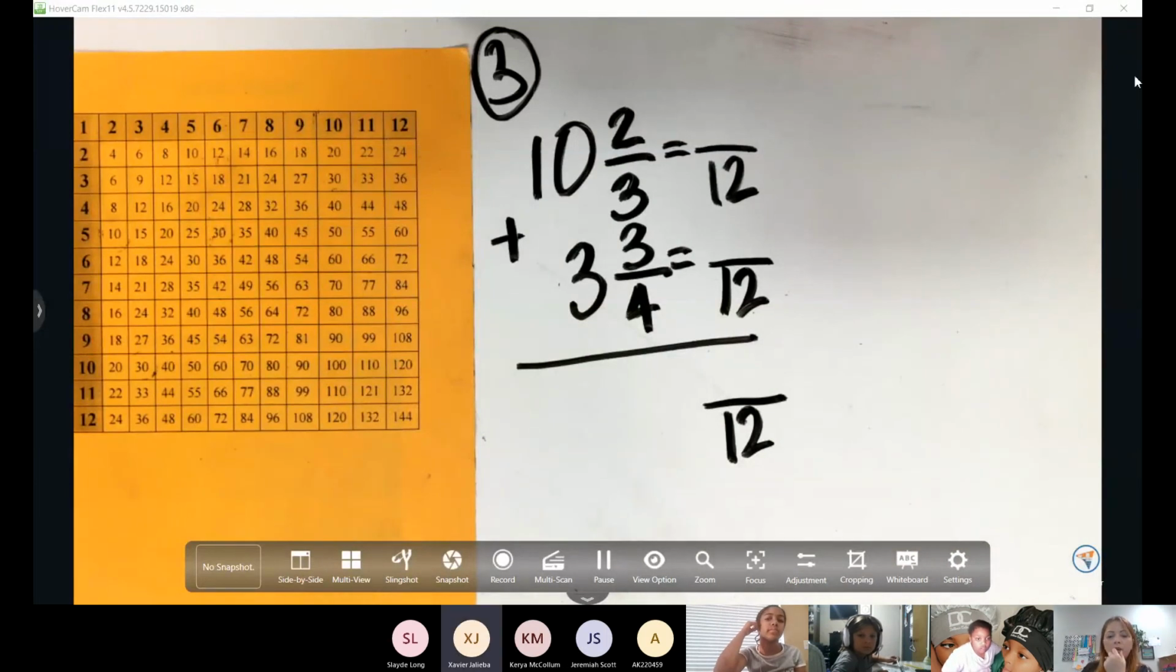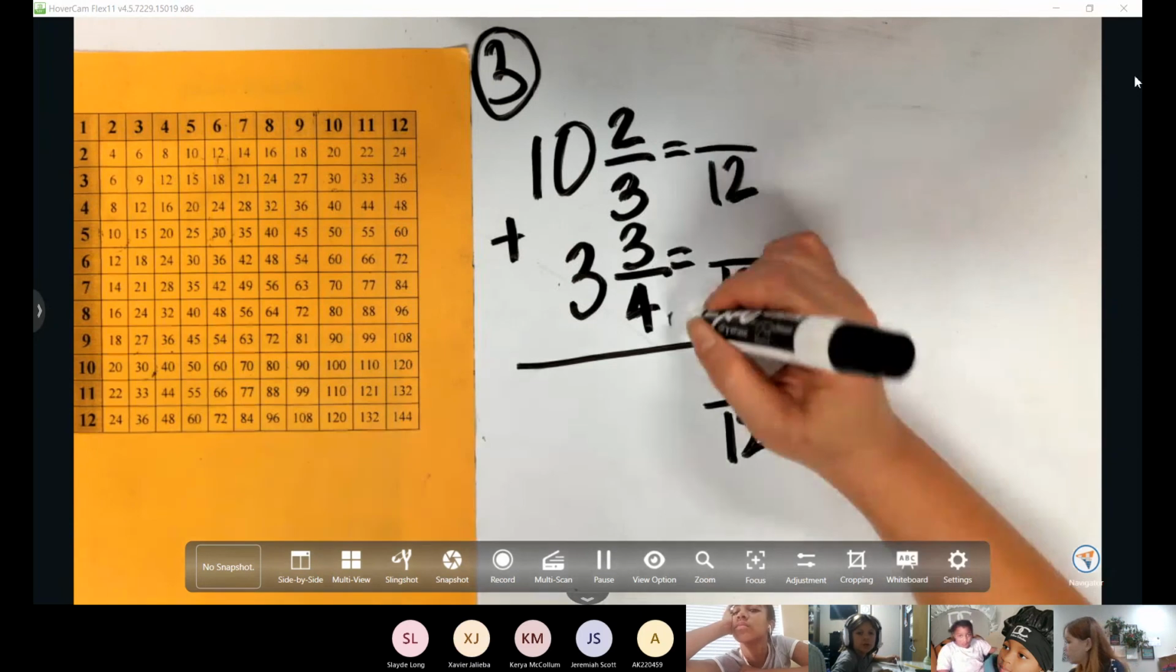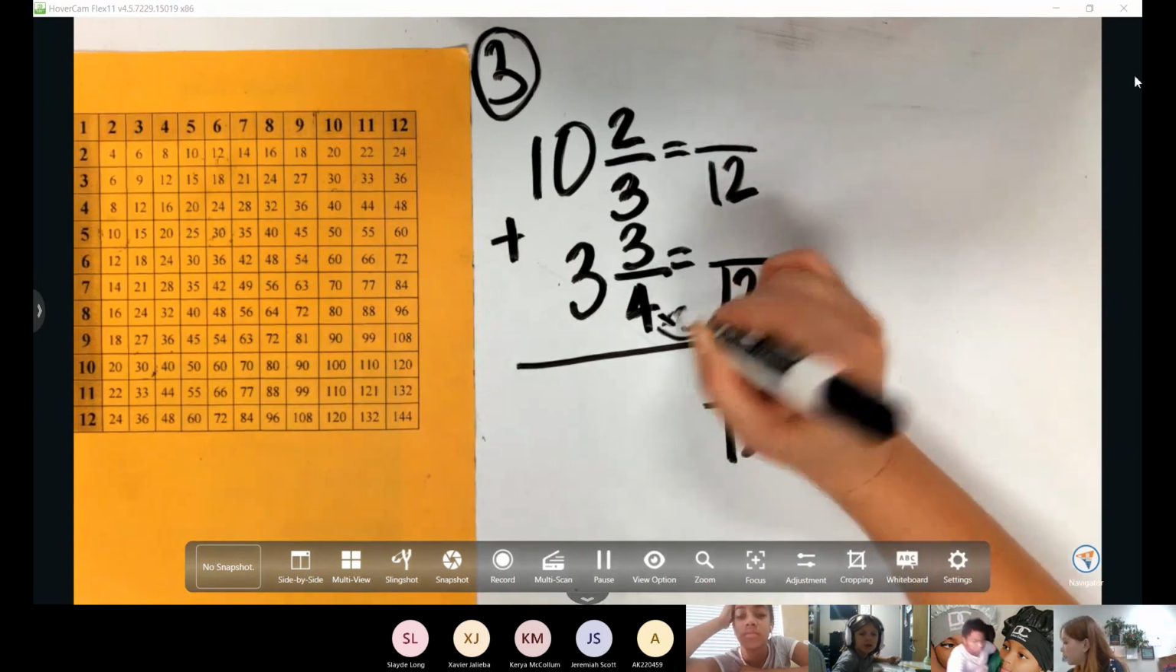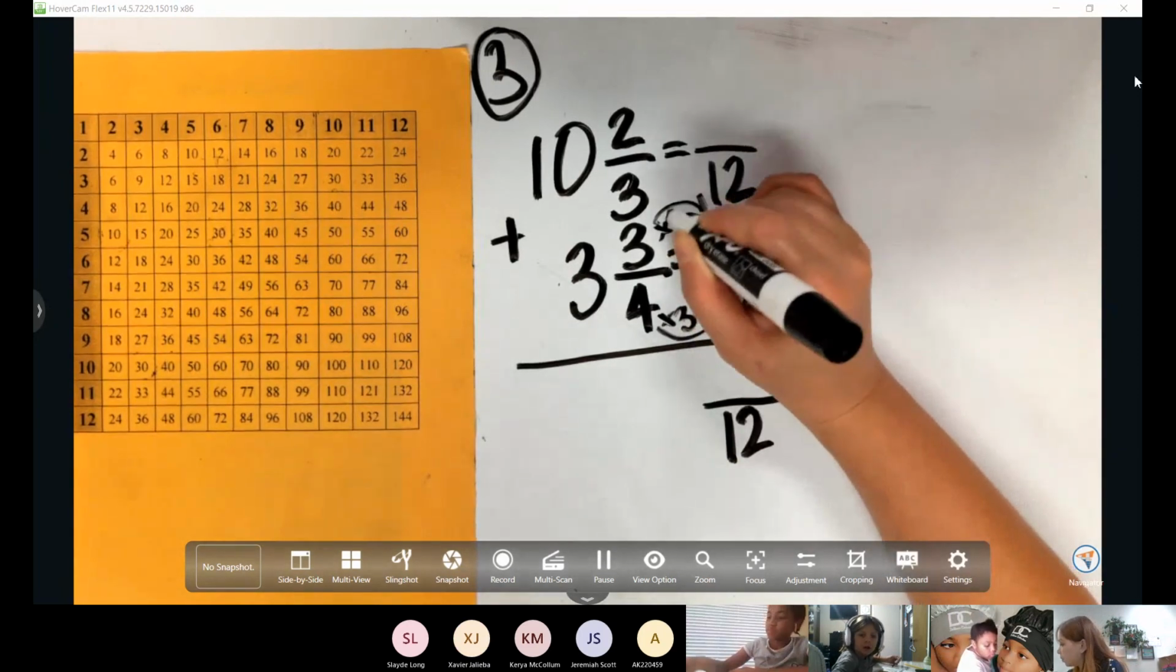Okay. So 4 times what equals 12? 4 times 3 equals 12, so then that'd be 3 times 3, which would be 9.